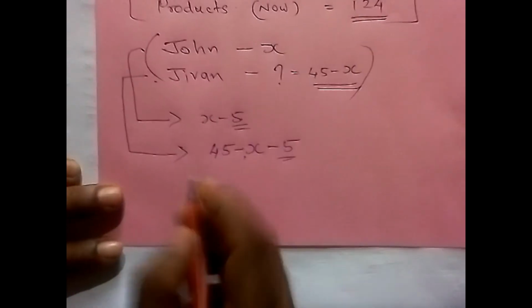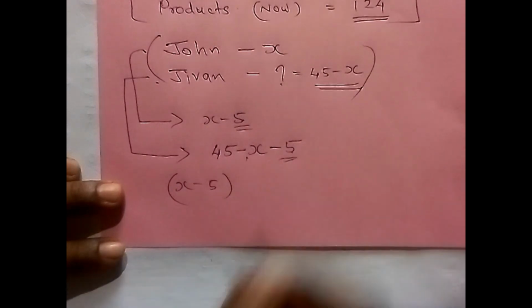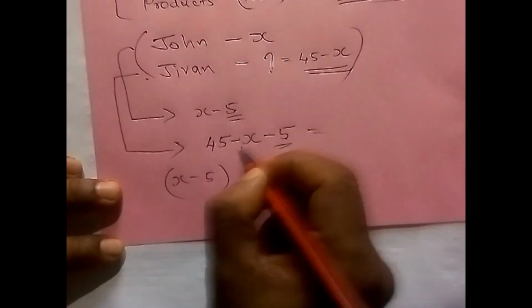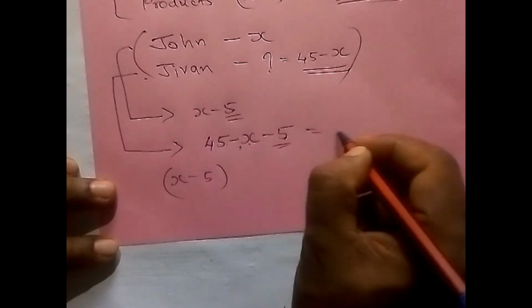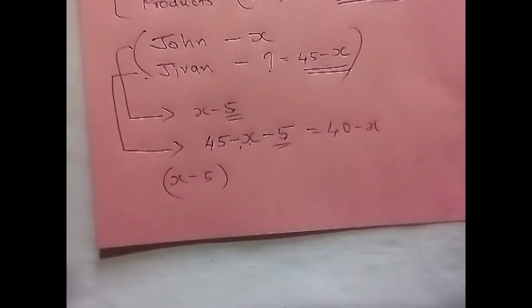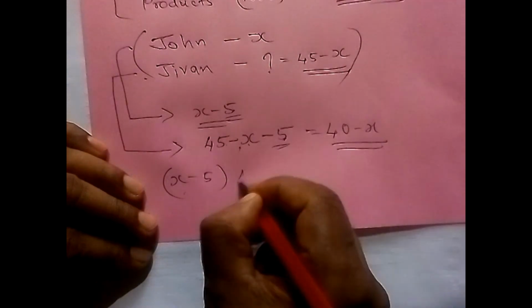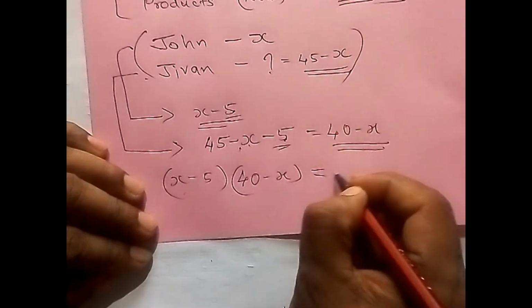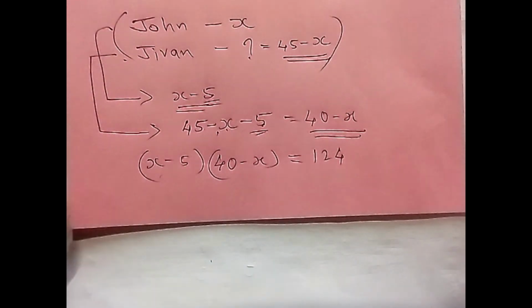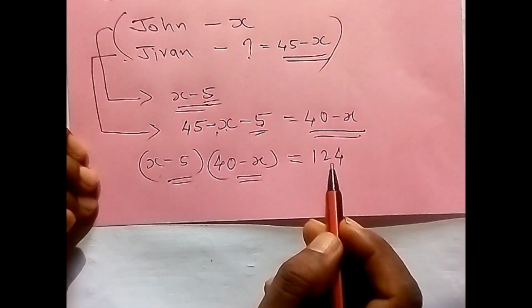So what can we write? x minus 5 multiplied by, what about this, 45 minus x minus 5, which is 45 minus 5 is 40, 40 minus x. So x minus 5 multiplied by 40 minus x equals 124. So this is the situation: the product of the marbles they have at present is equal to 124.